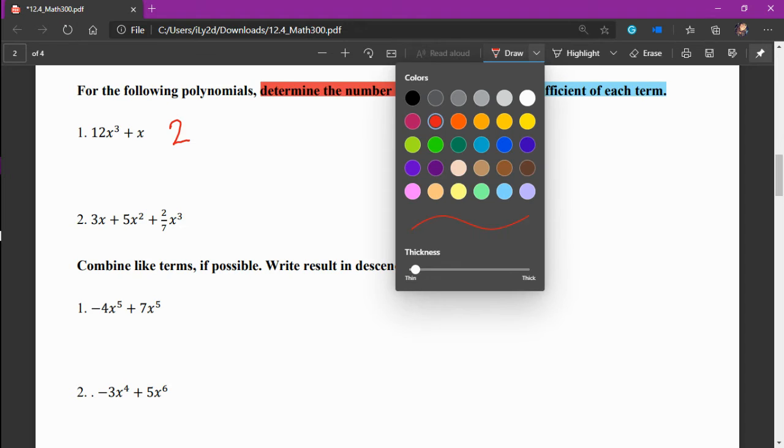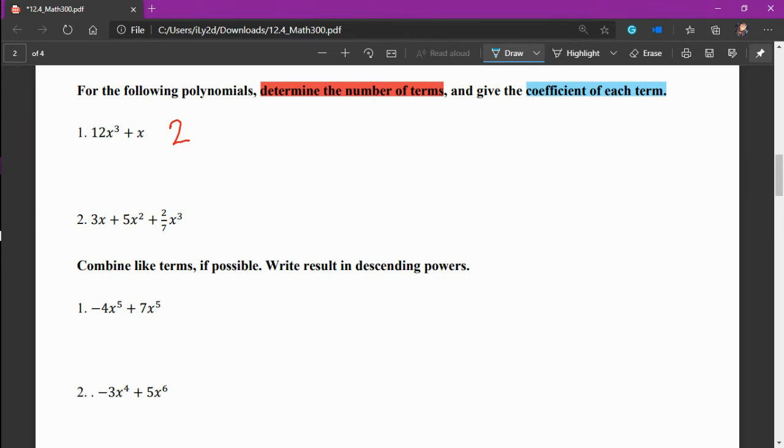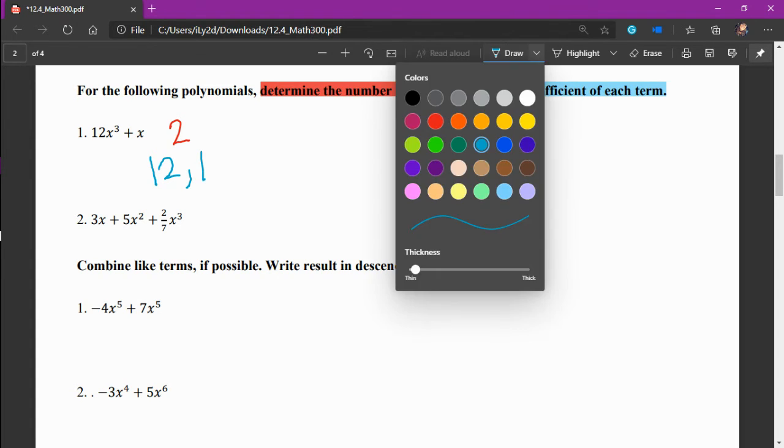Now, let's switch to blue. And it wants us to give the coefficient of each term. The coefficient of the first term is 12. The coefficient of the second term is what? Yeah, that's that invisible 1 there, right? And that's a positive 1. So because it's positive, all you have to write is just the 1. It's when it's negative that you have to include that, okay? Or like no one's just going to be able to guess. And on homework, it's definitely going to be like, no, you're wrong. Okay, so let's switch back to our red.